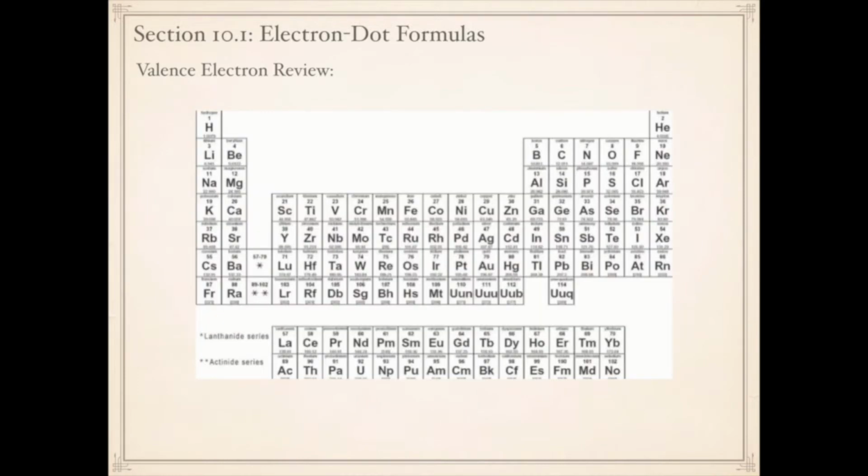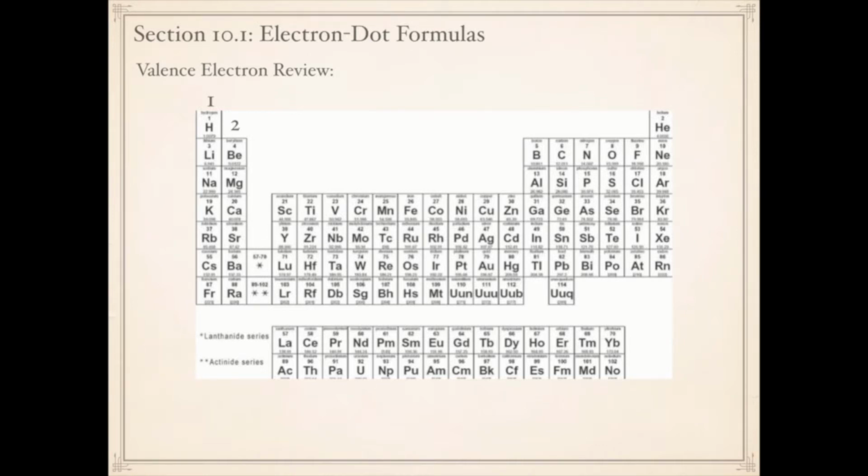So in this chapter, I'm going to introduce the concept of Lewis dot diagrams. But in order to do that, we need to review valence electrons. So remember, the periodic table is very helpful because it shows us how many valence electrons elements have. So if you're in group 1, your alkali metals and hydrogen, you have 1 valence electron. If you're with your alkaline earth metals, you have 2.